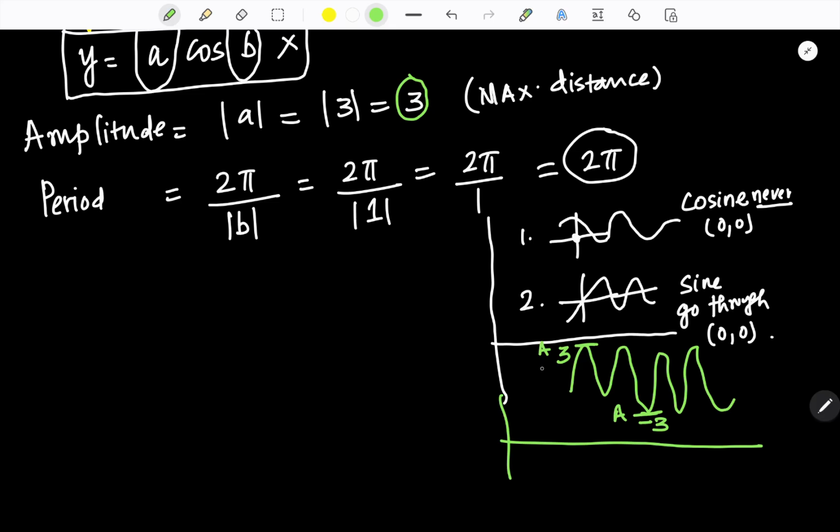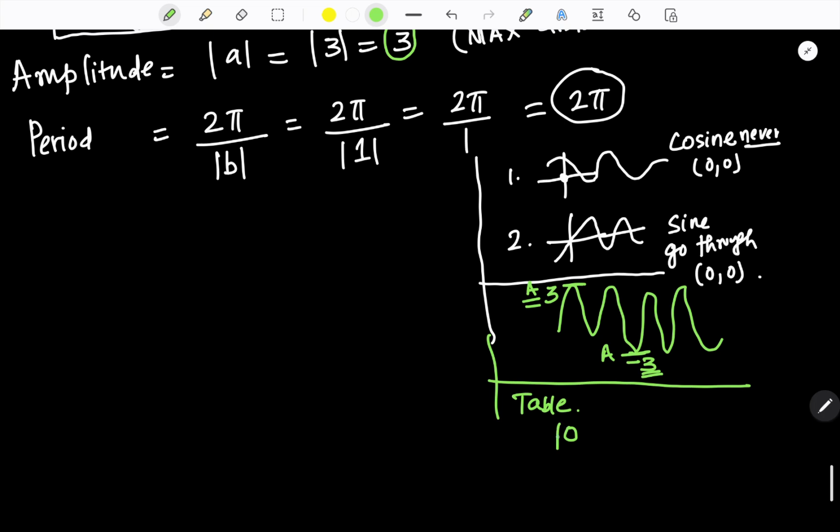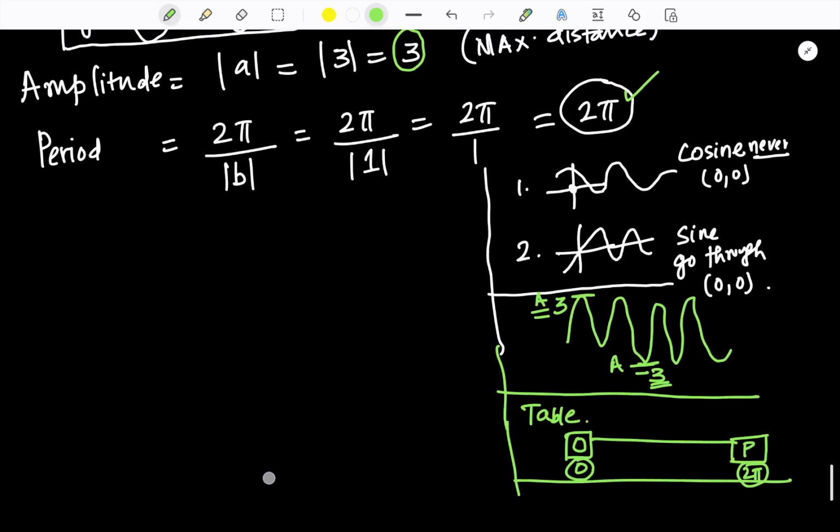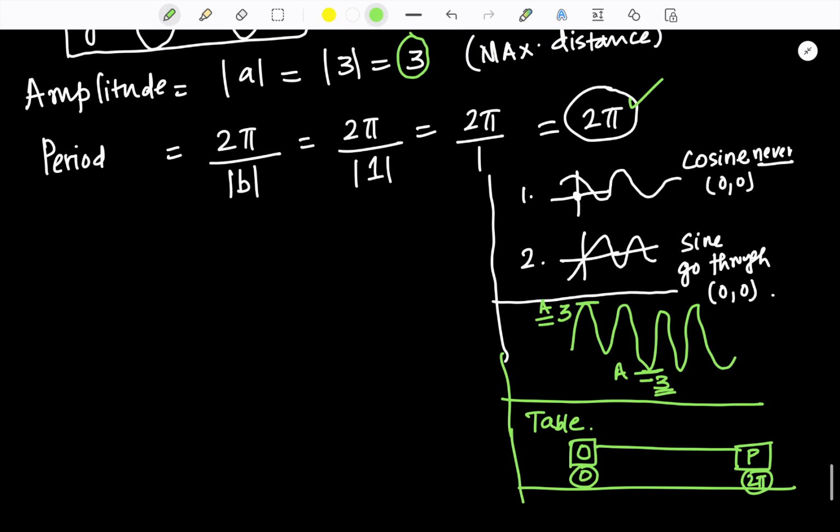What is the next idea I'm going to give about the table? How are we going to create the table? The table always starts with the value 0 and ends with your period P. What do you mean by P, teacher? P is the period. Here the period is 2 pi. It means in this question, your starting value is 0 and your ending value is 2 pi. In between, you can take your own values.